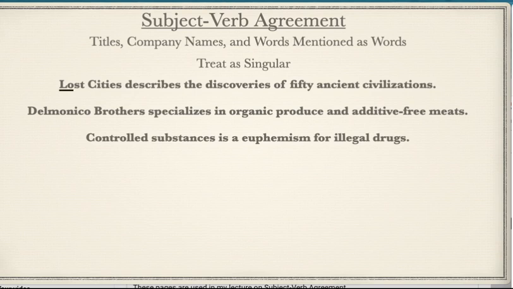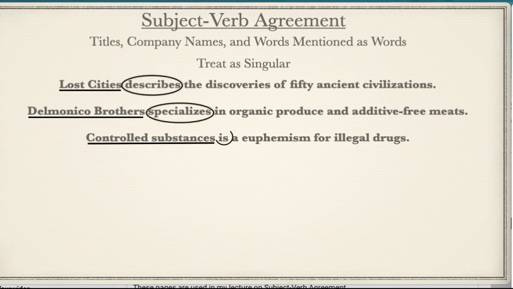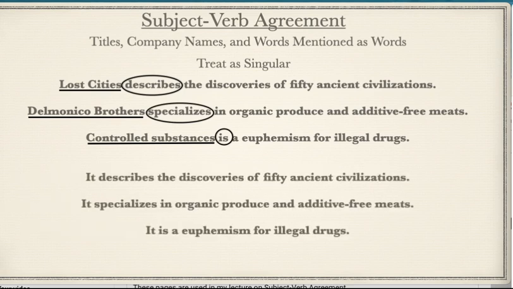Notice that in each of these cases, Lost Cities, Delmonico Brothers, and controlled substances, the nouns themselves look to be plural, but they're not. Each is singular. So the correct form of the verb is singular. Another thing to note is that in each case, we could replace the noun with the pronoun it. It describes the discoveries. It specializes in organic produce. It is a euphemism, etc. Thus singular.